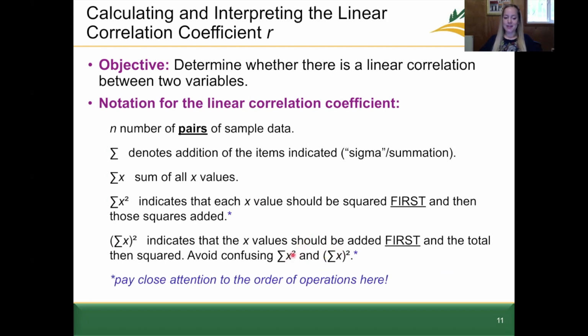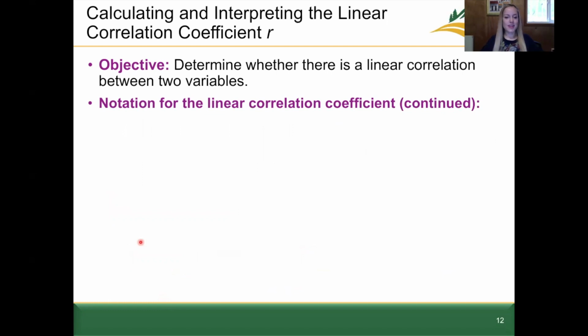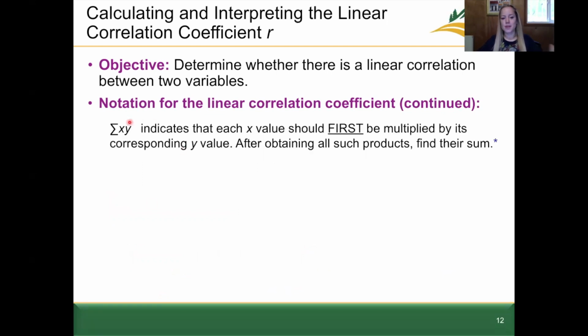And another reminder here, pay very close attention to the order of operations, both for this notation, and we'll see one additional piece of notation on the next slide. Now, here's the notation continued. This is the one I mentioned that we also need to be careful about for the order of operations. What we see in this notation is a sigma, or summation symbol. Then we have X times Y after that summation symbol.